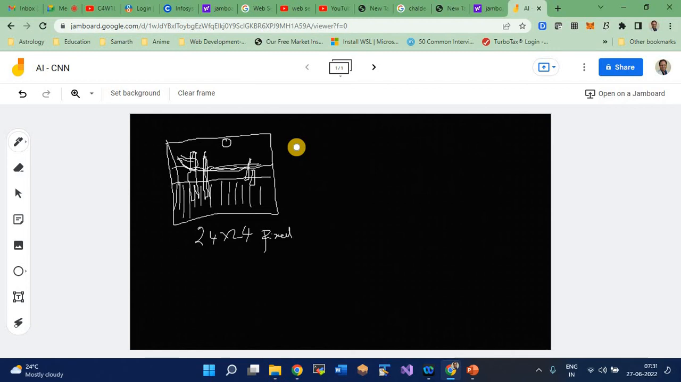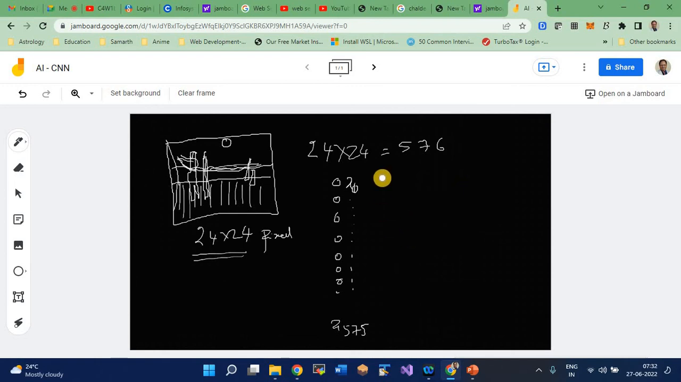What are the ways? If I take this 24 by 24, that itself is 576, right? Think of it, 576 inputs, and just now I took only 24 by 24. X0 through X575, and they are going through some neurons.